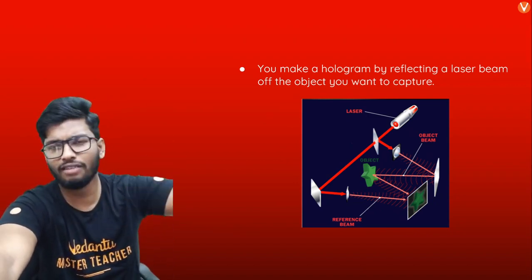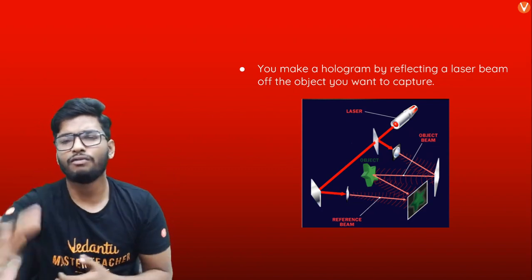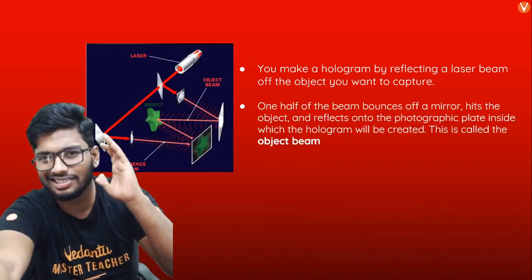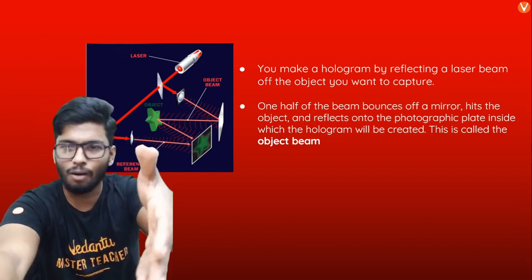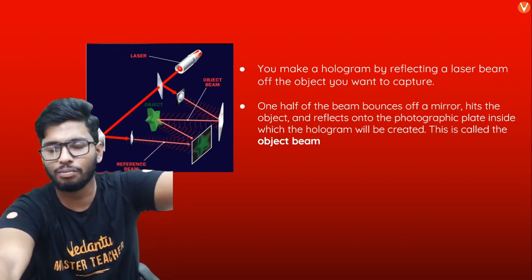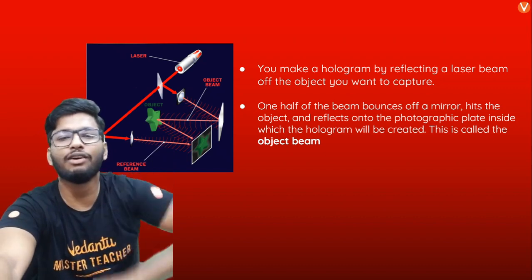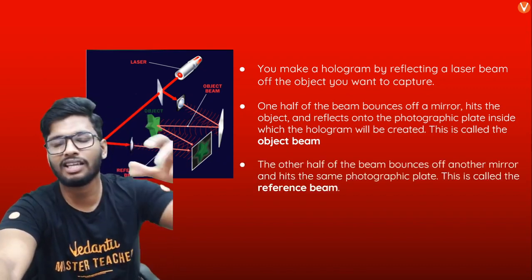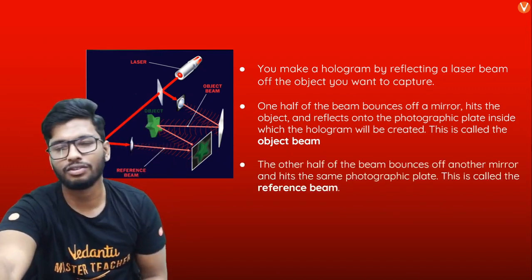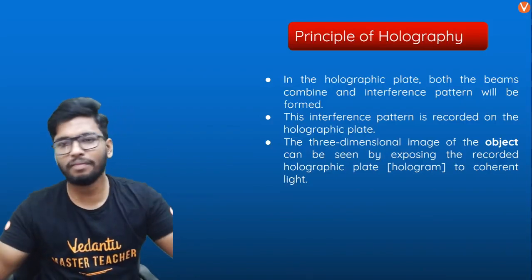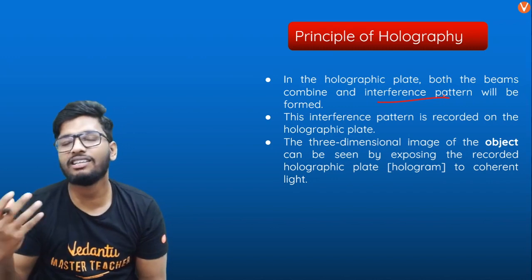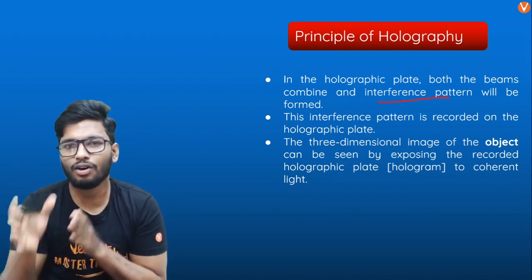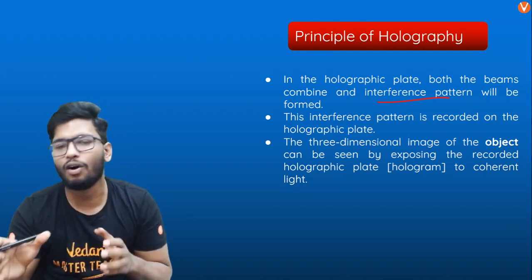A normal photographic plate, like the ones we use for normal photography, is the exact same thing which is used here. So you have the object beam, which bounces off the object and falls on the photographic plate, and then you have the reference beam, which bounces off the mirror and then falls onto the photographic plate. So the principle is, like I told you guys, nothing but the interference pattern that is formed. This interference pattern is what is getting recorded or imprinted on the holographic plate.